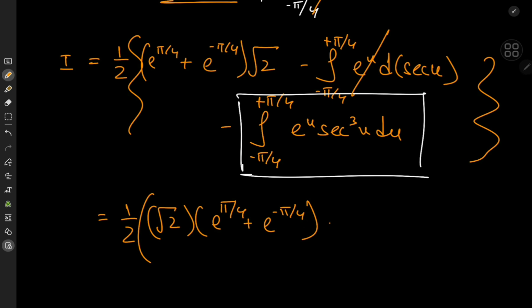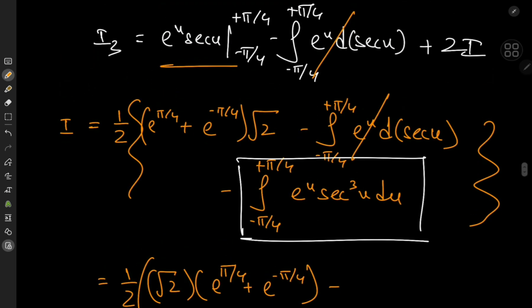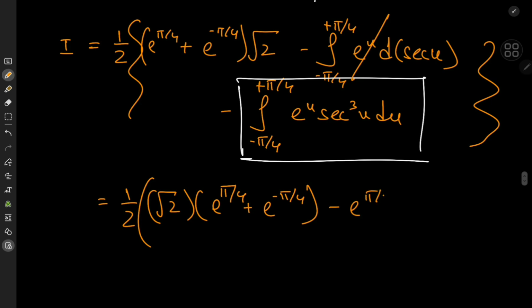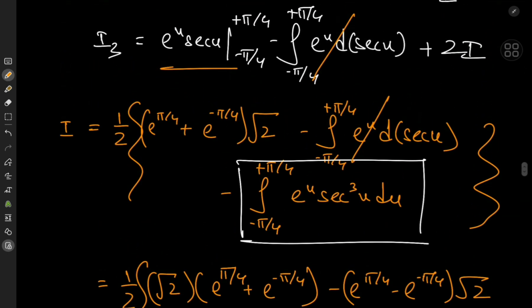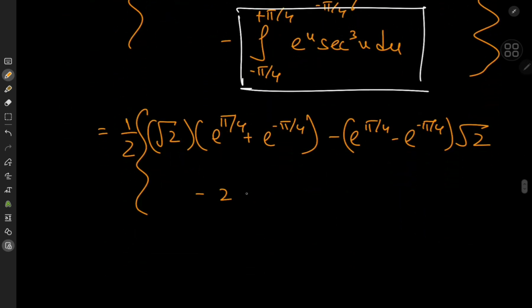And we also have this negative sign, and this thing over here should be e to the pi by 4 minus e to the negative pi by 4 with the factor of root 2 here, with the secant function being an even function and all that. And finally, we have one more thing. We have a negative sign with 2 times I. So that's negative 2I, and I is here on the left as well. So just expanding using the factor of 1/2, that means I have negative I, or in other words, I have 2 times I equal to all of that junk.